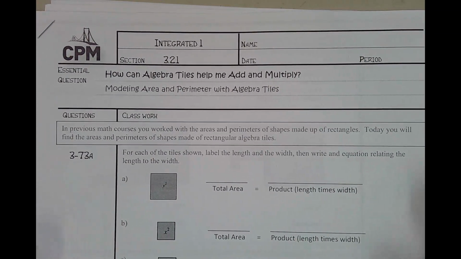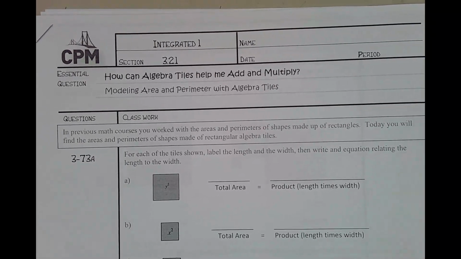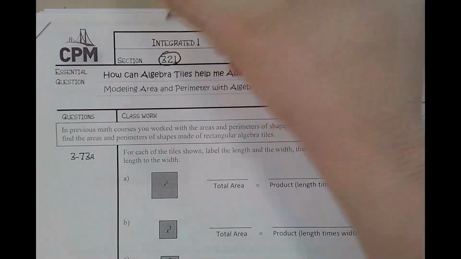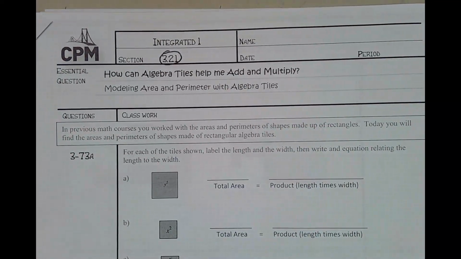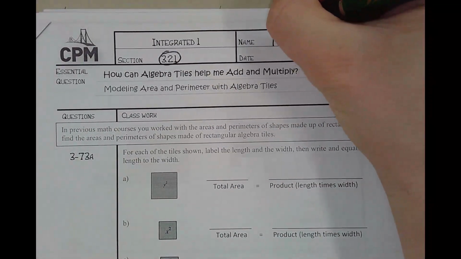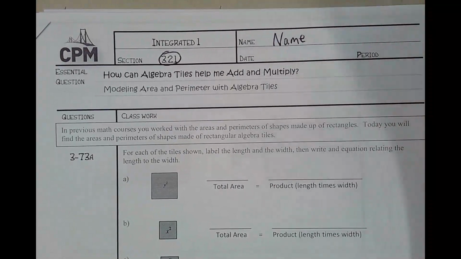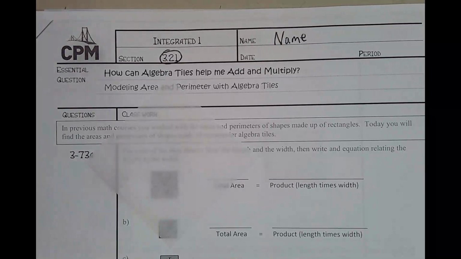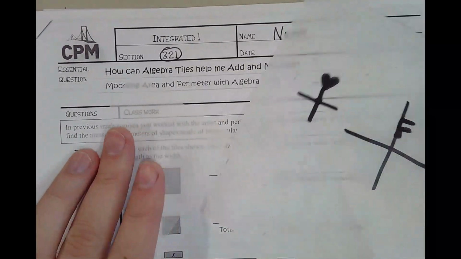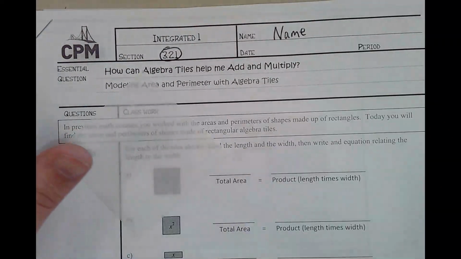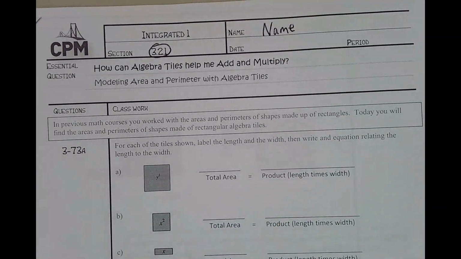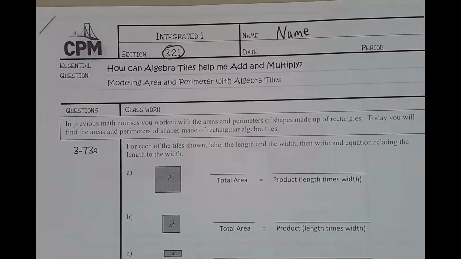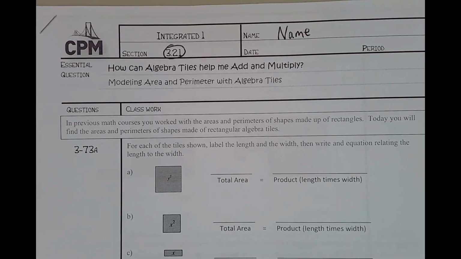Alright, amazing students. We are going to begin a new section, section 3.2 and 3.2.1. Go ahead and start by writing your name. We're in a new section where we're going to put away our patty paper, all those shapes we've been drawing lately, rotating, reflecting, translating, and move on to algebra tiles.